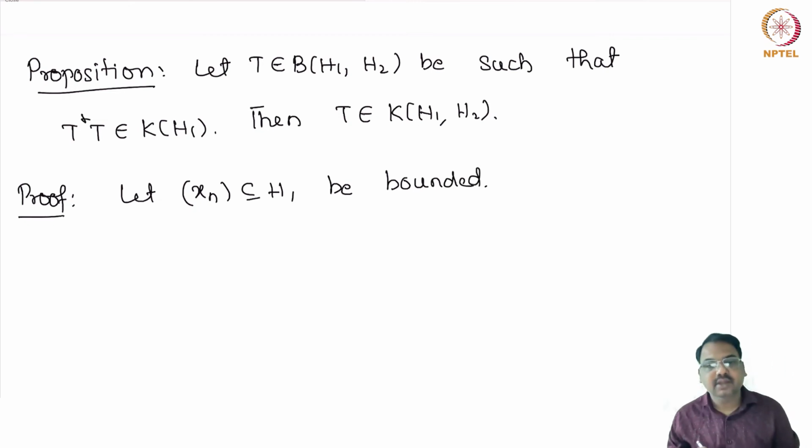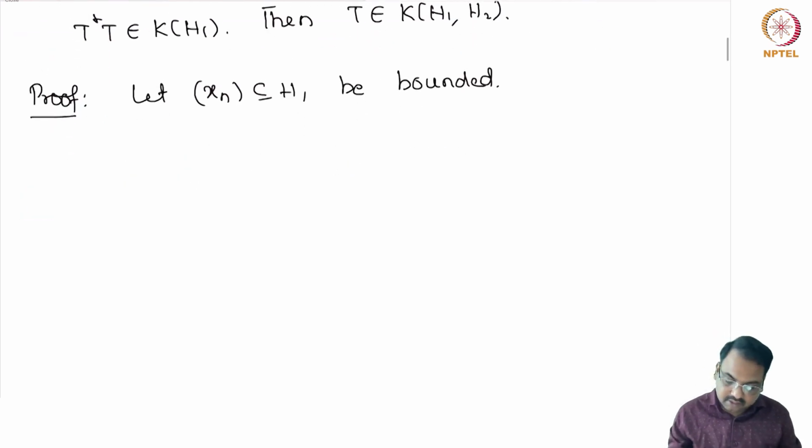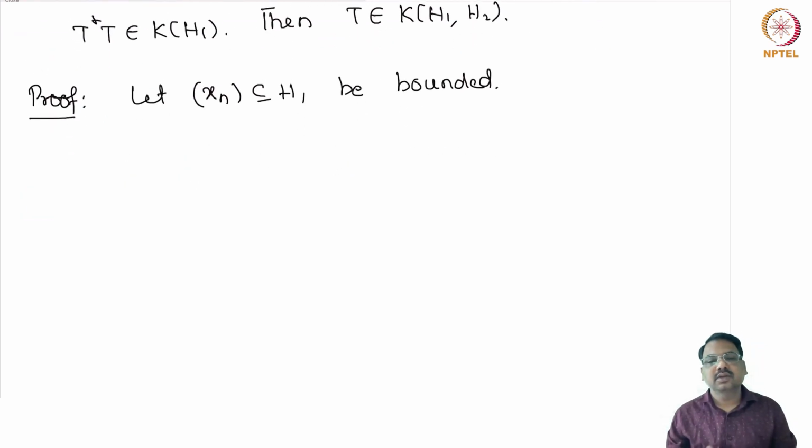We know that T star T is compact. That means T star T Xn has a convergent subsequence. Now using T star T Xn, we should be able to show that Txn has a convergent subsequence. For this we have to use the relation between T star T and T, and in fact that is connected by the equation inner product T star Tx with x is nothing but norm Tx square.